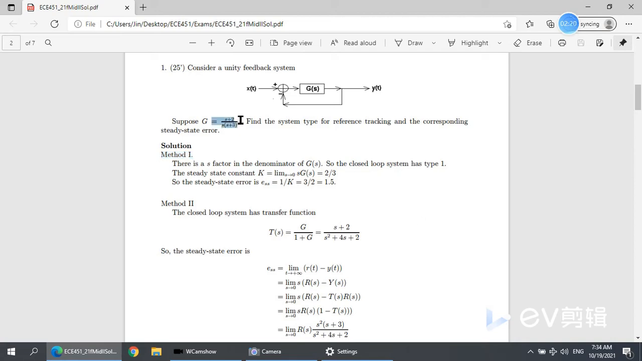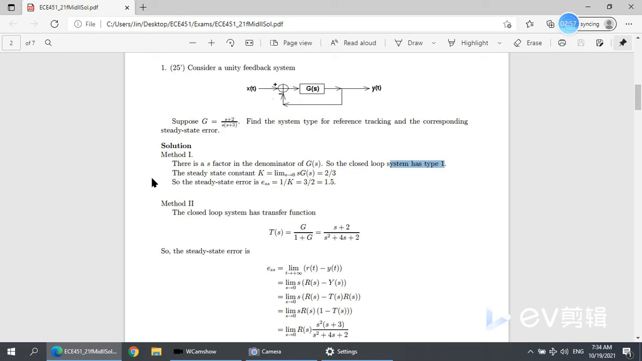Here you look at G. We have one factor s in the denominator. It is s to the 1, the power is 1, the first order. The other two factors: in the denominator we have s plus 3, and in the numerator we have s plus 2. So for that s, we only have that s. Then we know the type of the whole system is 1. If this is s squared, then the type will be 2. If this is s cubed, the type will be 3. Now it's just s, so the type is 1.